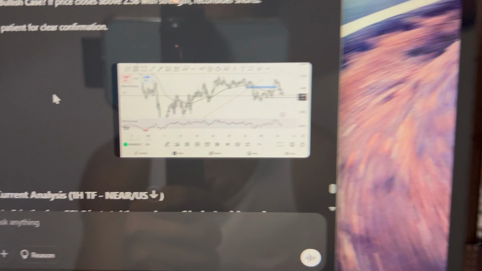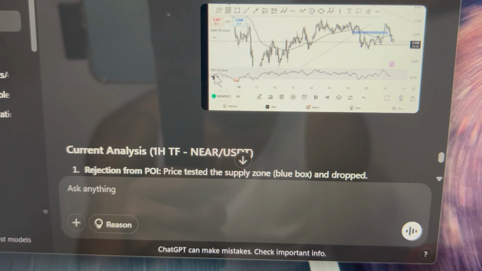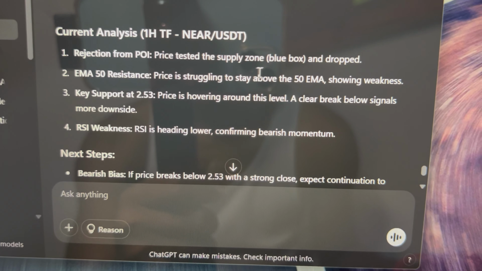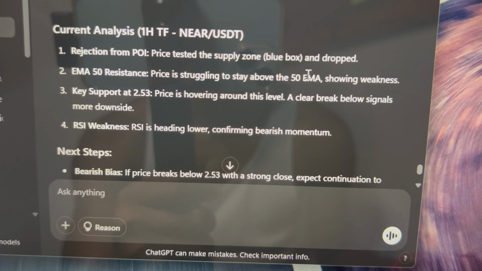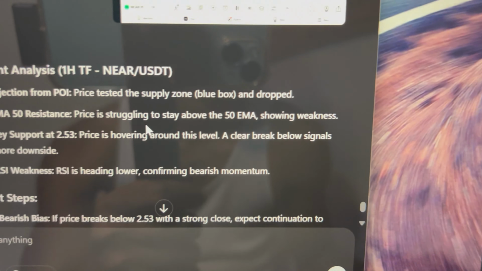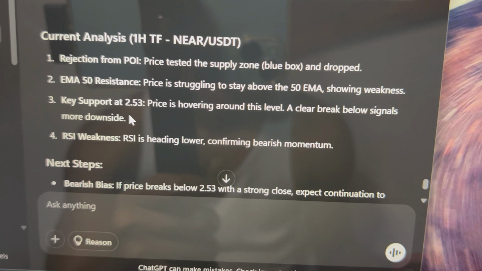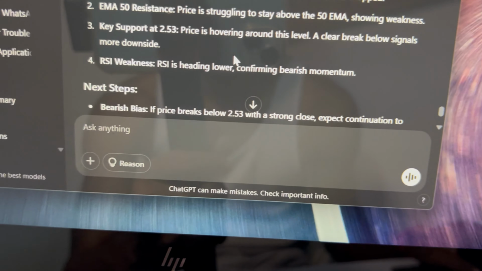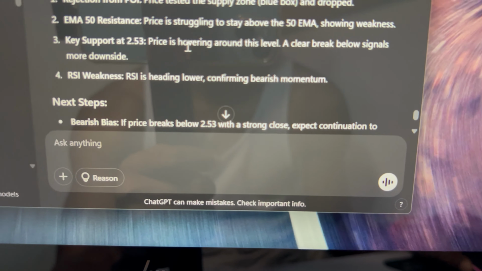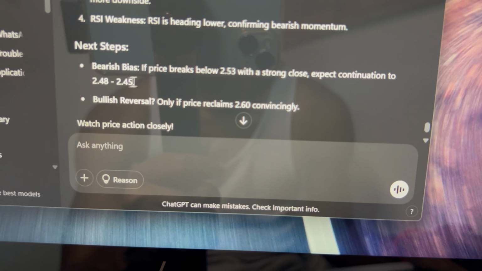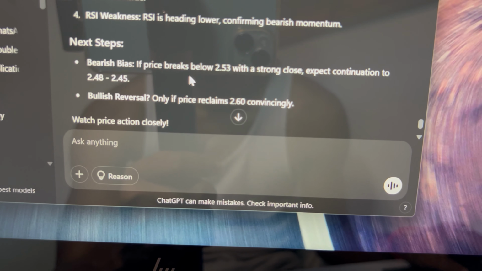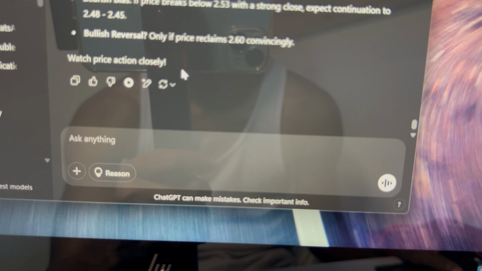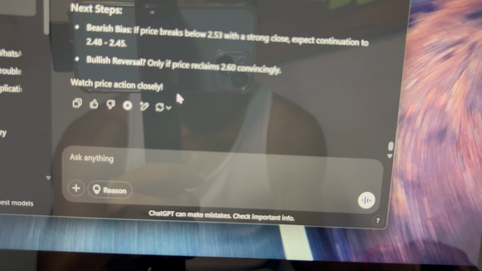So this is what ChatGPT has to say after sending the chart. Current analysis, 1H HTF. 1. Rejection from POI. Price tested the supply zone, blue box, and dropped. 2. EMA 50 resistance. Price is struggling to stay above the 50 EMA, showing weakness. 3. Key support at 2.53. Price is hovering around this level. A clear break below signals more downside. 4. RSI weakness. RSI is heading lower, confirming bearish momentum. Next steps. Bearish bias. If price breaks below 2.53 with a strong close, expect continuation to 2.48, 2.45. Bullish reversal? Only if price reclaims 260 convincingly.